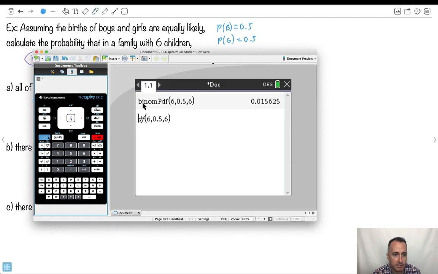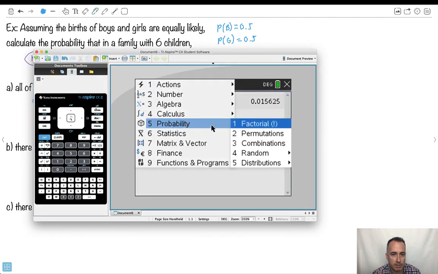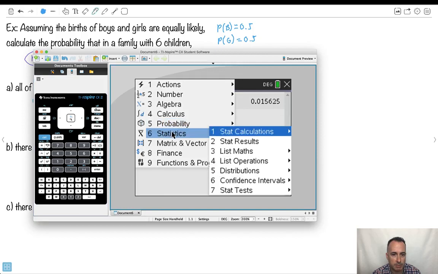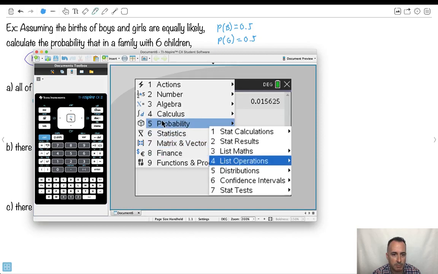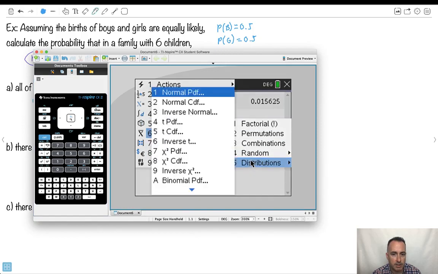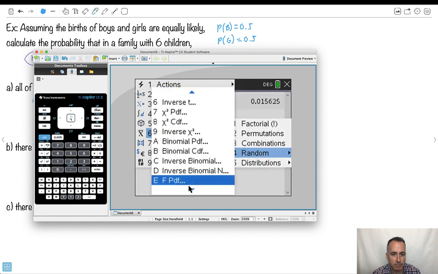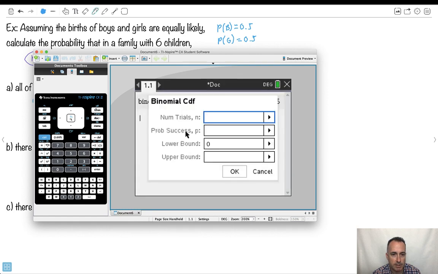So let me just clear that. So I'll go to menu. I'll go to probability. You can also get to it by statistics, by the way, under distributions. See, they got probability. Distributions, and I want binomial CDF. It asks me then what's the number of trials. Well, I'm going to say there's 6 trials. Probability of success 0.5. Lower bound I want 0. Upper bound I want 4. So I want to go from 0 to 4.